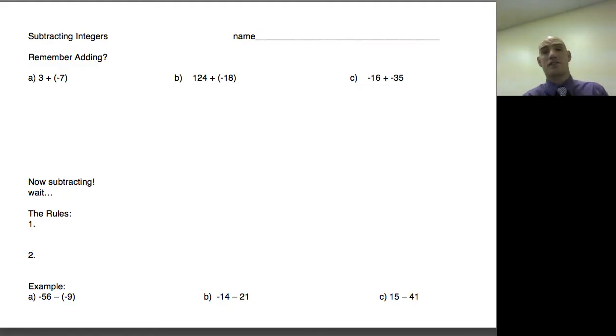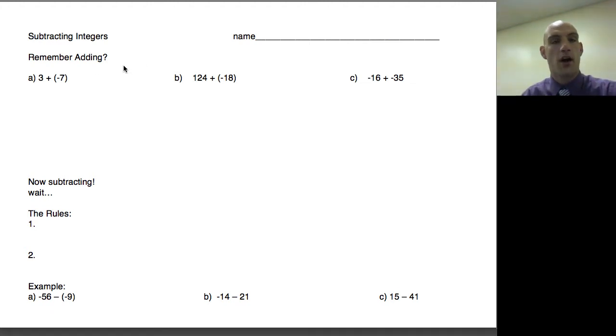Welcome back. Today we're going to talk about subtracting integers. And I want to encourage you to say, I can do this. I can subtract integers and I can add integers because it's really just a process. And so we're going to start by remembering adding integers.